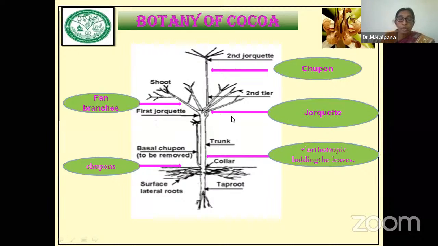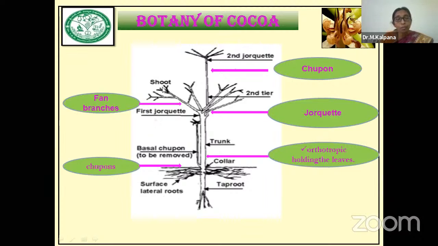When cocoa is grown as a solo crop, we have to allow for the second jorquetting and also the third jorquetting. Why? In the initial years of planting, cocoa needs 50% shade. When you plant as a solo crop, this 50% shade is provided by planting banana as a shade crop.